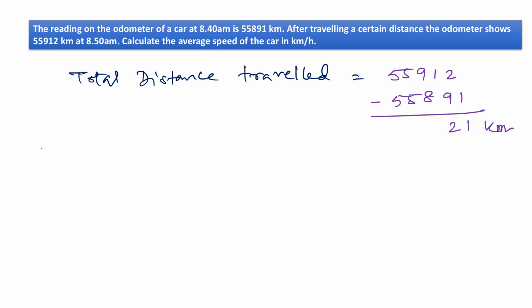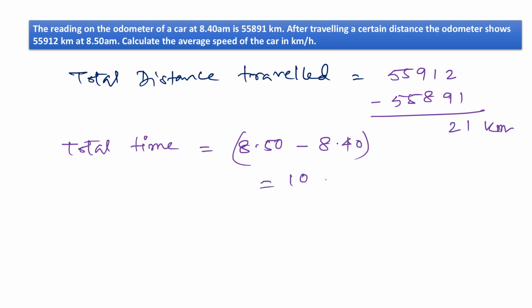And what is the time taken? Total time is equal to 8:50 a.m. minus 8:40 a.m. Right? 8:50 minus 8:40. That means the time duration is 10 minutes only. Right? So in 10 minutes, how much distance are you traveling? That is 21 kilometer. Right? So what is the average speed?